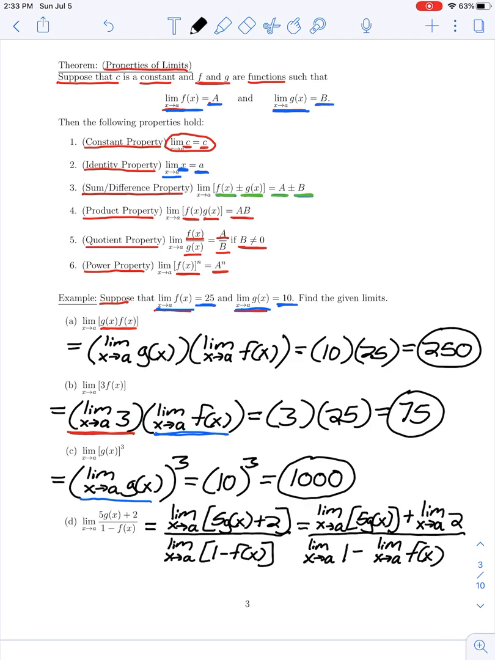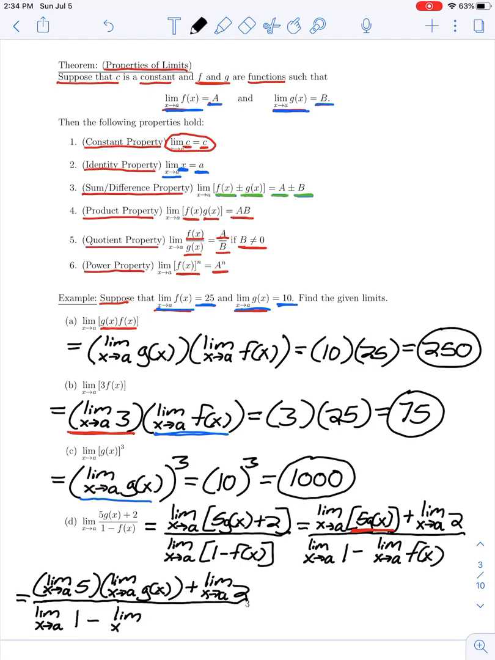So now in my numerator, for this first term, I have the limit of a product, 5 times g of x, which is the same as the product of the limits. So we would have the limit as x approaches a of 5 times the limit as x approaches a of g of x plus the limit as x approaches a of 2, and the whole thing is being divided by the limit as x approaches a of 1 minus the limit as x approaches a of f of x.